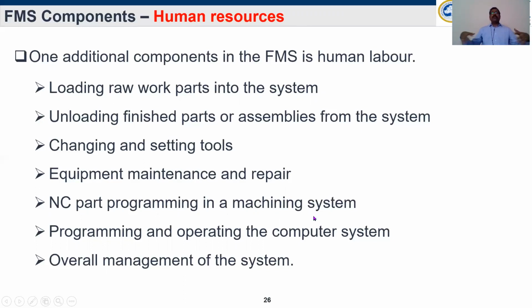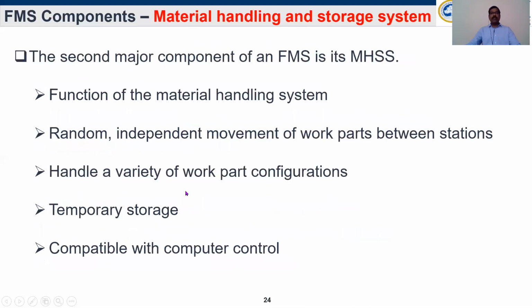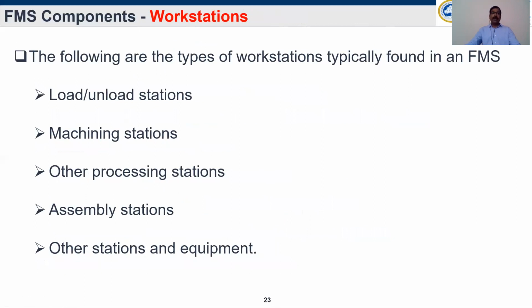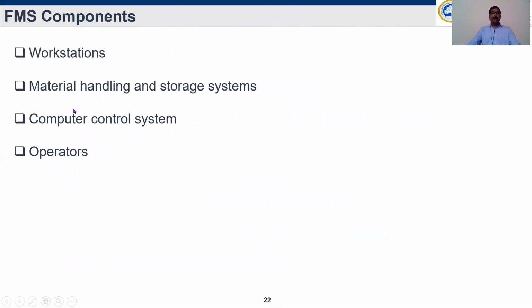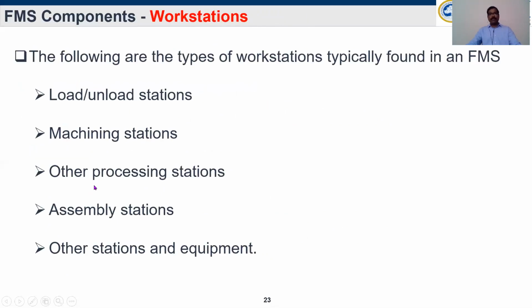Okay, or we can use a centralized computer like a DNC system, and we can feed all the programs, but human intervention is also needed there. Programming and operating the computer system, we need an operator. Overall management of the system is also done by the human operator. So these are all the four components of our FMS system. One is workstations, second is the material handling and storage system, third is the computer control system, and fourth is operators. Okay.